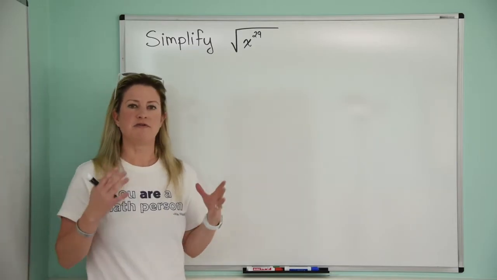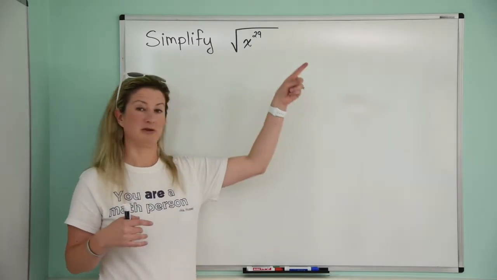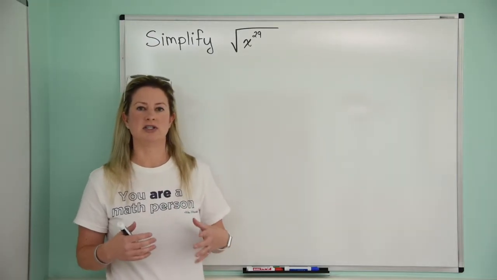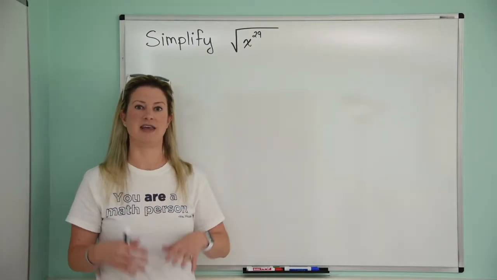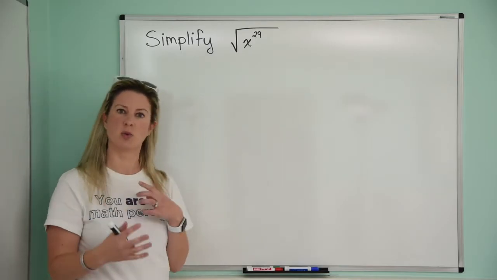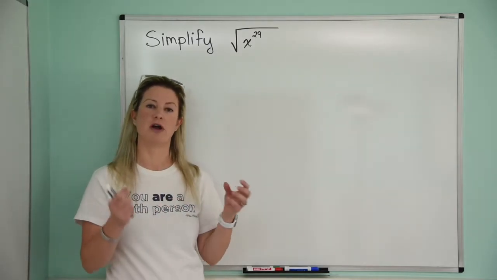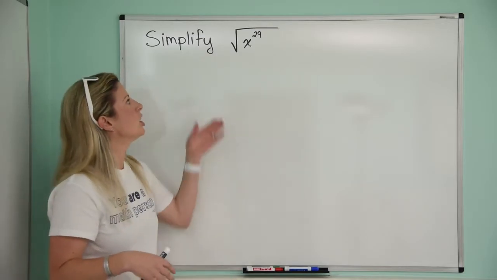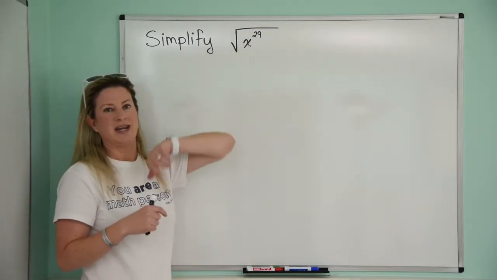Now, when I simplify the square root of 72, and if you click right there, you'll be able to watch a video of me doing that, I talk about writing 72 as a product of its prime factors and then saying, all right, because it's the square root, I'm looking for groups of 2. So for every group of 2, I cross it out and pull one outside, right? Well, this is x to the 29th.